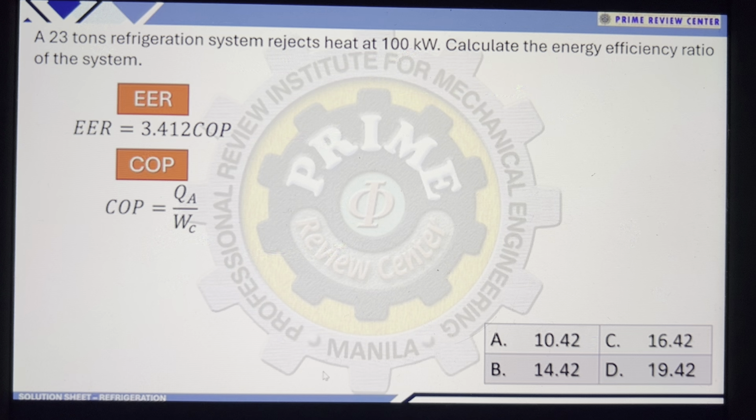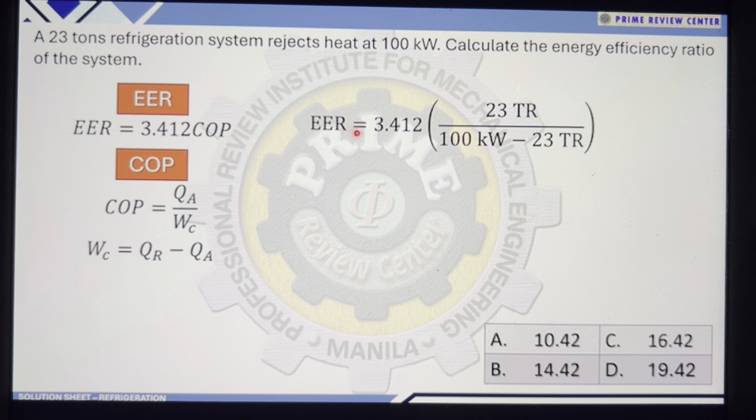So we know, pag yung system natin is a refrigeration, yung work ng compressor is basically the QR minus QA, di ba? And since etong QR is given, yung 100 kilowatts, as yung QA yung 23 tons of refrigeration, then we can solve yung work ng compressor. So ito, substitute lang natin tong QA, QR, tsaka QA. Diba? So when we do that, solve na natin EER para diretso na since isang lagay lang naman yan. So this is 3.412 times yung COP.